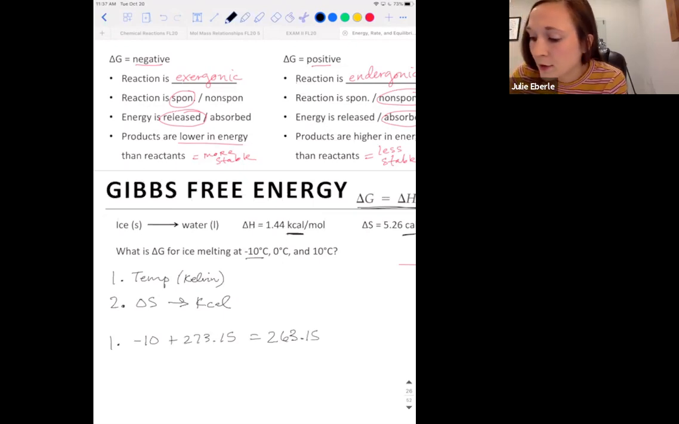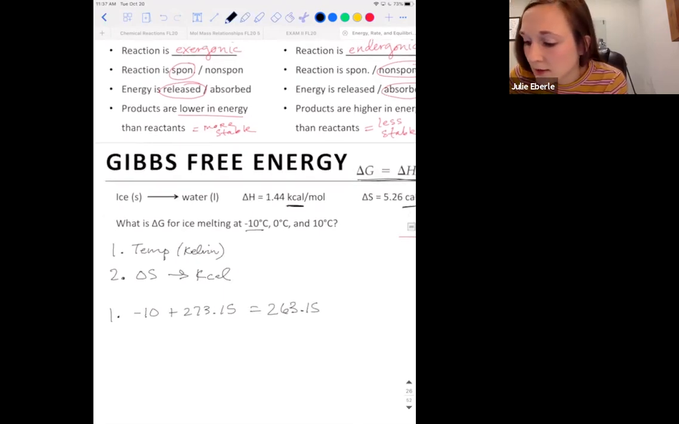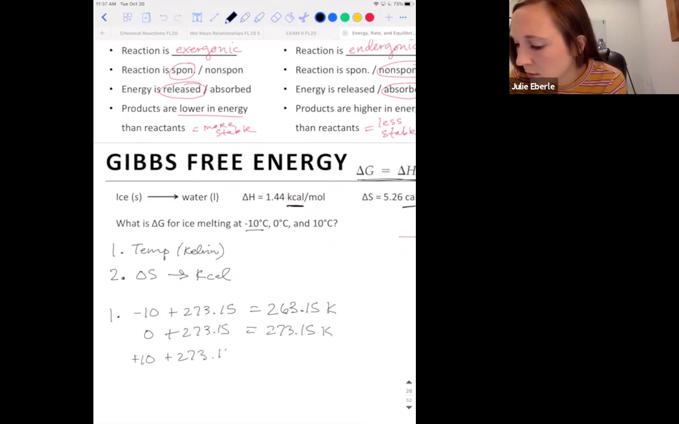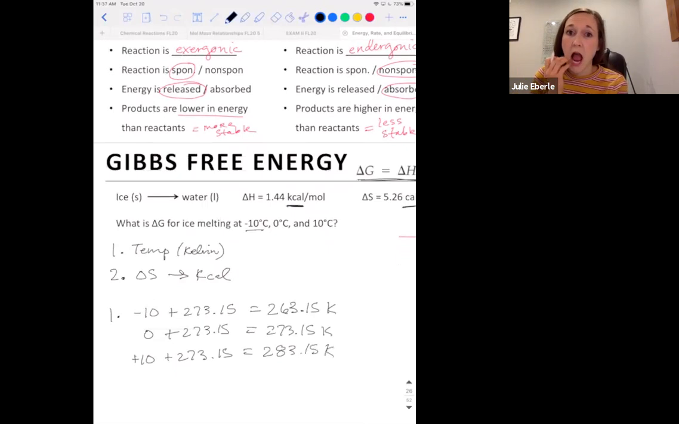So let's go ahead and do those for the other temperatures as well. 0 plus 273.15 is going to give us 273.15 Kelvin now. Don't forget your units. And then we have a positive 10 plus 273.15. And that gives us 283.15. Okay, so we've done our temperature conversions.